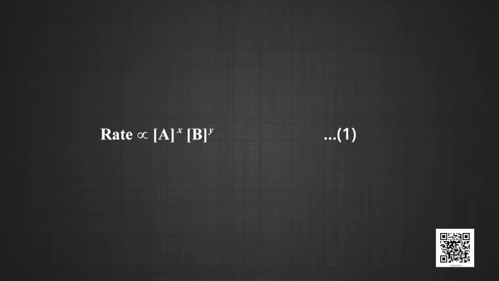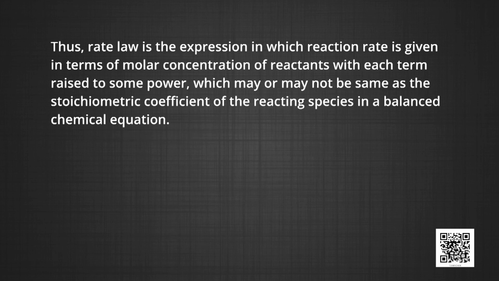The equation, like number 1, which relates the rate of a reaction to the concentration of the reactants, is called rate law or rate expression. Thus, rate law is the expression in which reaction rate is given in terms of the molar concentration of the reactants, with each term raised to some power which may or may not be the same as the stoichiometric coefficient of the reacting species in a balanced chemical equation.